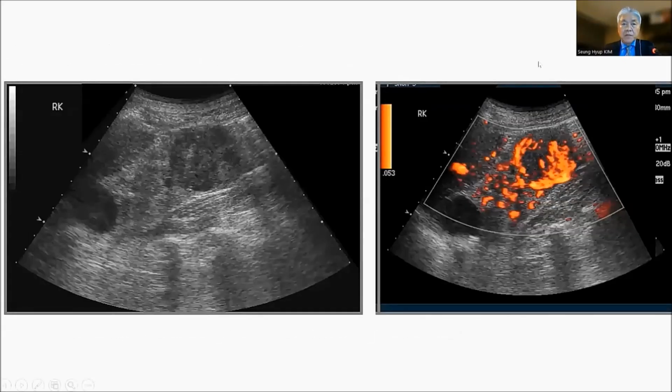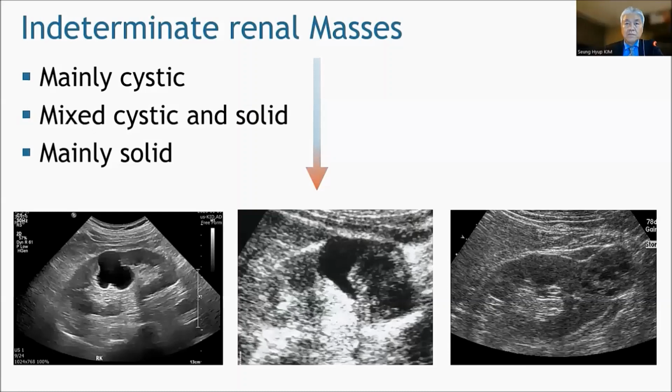The most common renal mass found on ultrasound is a simple cyst, while the most common solid renal mass with internal vascularity in adults is renal cell carcinoma. However, there are indeterminate masses with mixed cystic and solid components. In general, if a renal mass is mainly cystic, it is more likely a benign lesion, while a mainly solid mass is more likely a malignant tumor. The presence of vascularity in the solid-looking component is important, so again, Doppler ultrasound is very important in this regard.